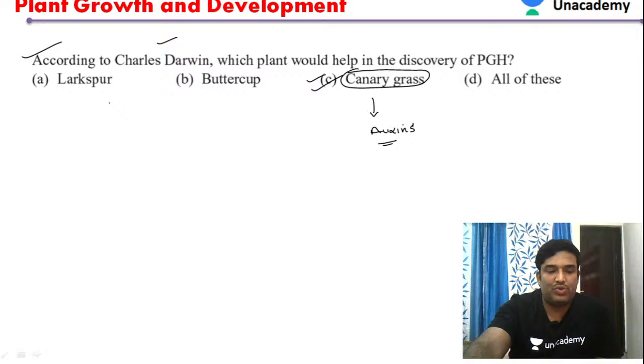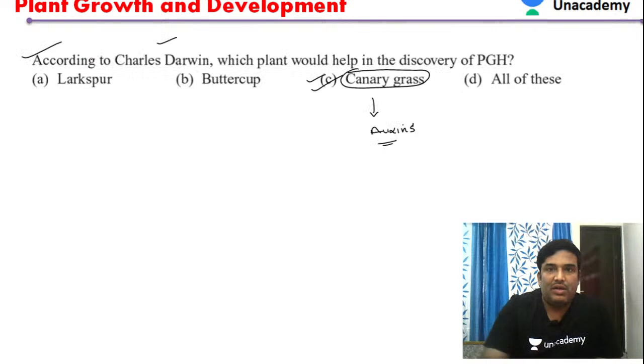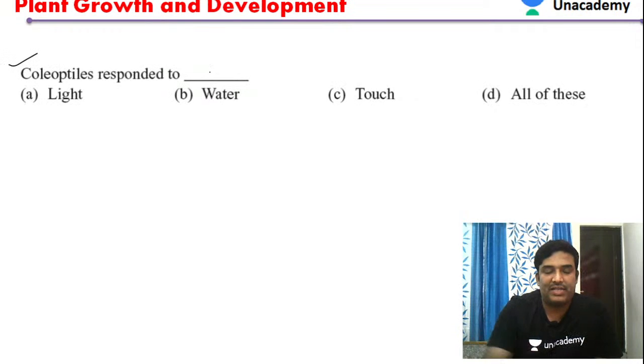So let us move to the next question. We are discussing coleoptile. This particular Charles Darwin, along with his son Francis Darwin, used a plant, the name of the plant being canary grass. In that canary grass plant, they took the coleoptile tip. So coleoptile responds to dash, that is the question. The tip of the grass is called the coleoptile.